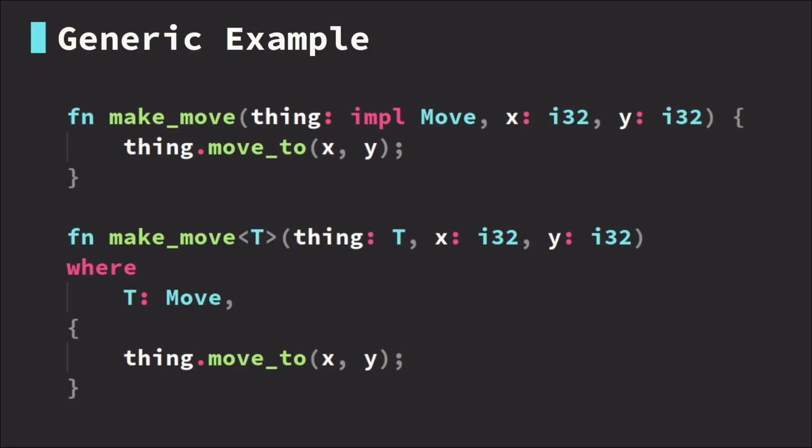To put it another way, we are telling the compiler that we have a generic type T. We're using this generic type as a type for the function parameter, and this T must implement the trait Move. So we have a type T where that type T implements the Move trait.